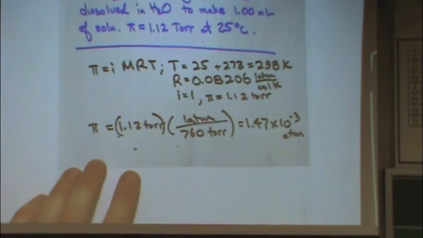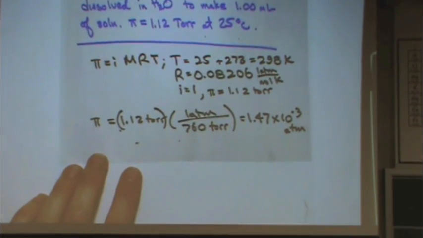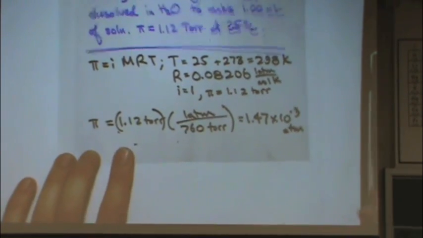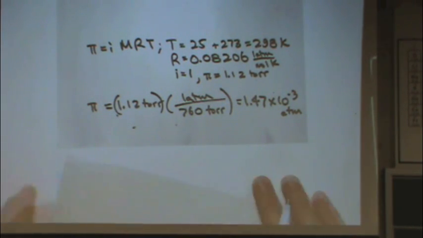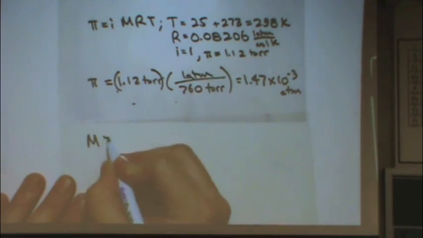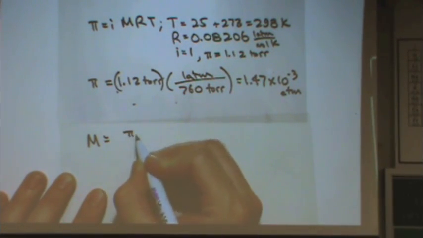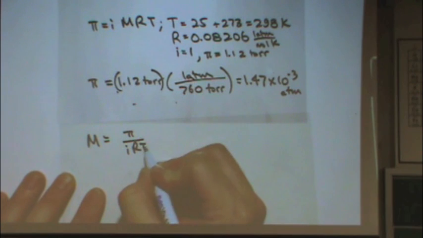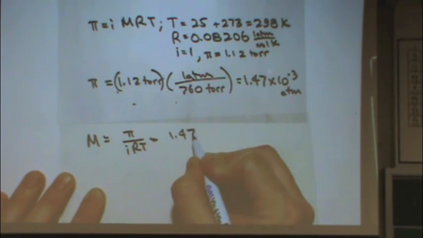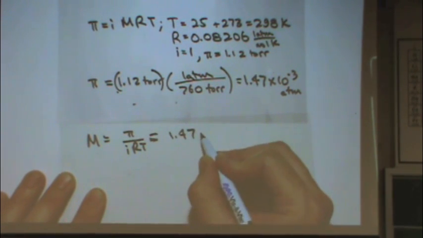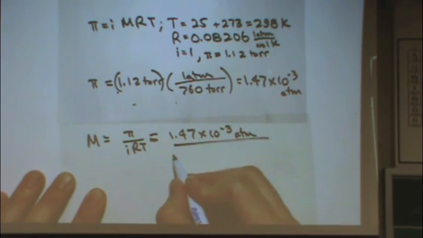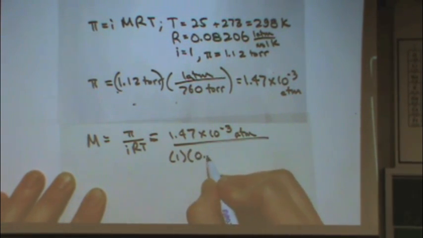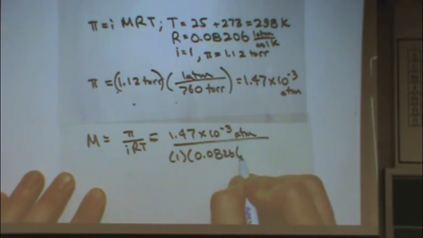Okay. Now, I'm just going to plug in and solve for molarity right now. Let me move this out of the way. Okay, molarity equals pi over IRT, or 1.47 times 10 to the minus 3 atmospheres, divided by 1 for I. R is 0.08206.